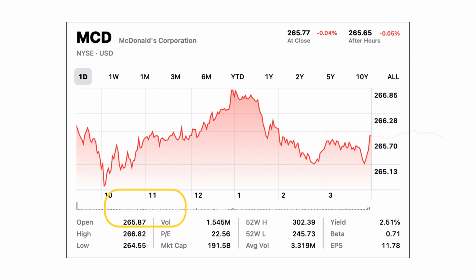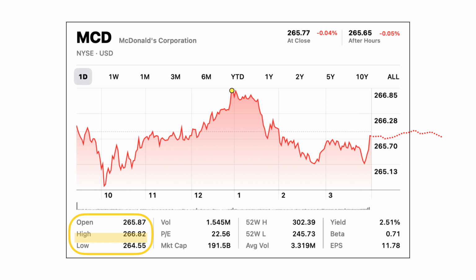Now let's take a look at what's going on here in the bottom left. So here you have the open, and that's just going to be what the stock opened at. So right there, again, 9 a.m. Eastern Time is when the stock market opens every day on Monday through Friday. And so you see it open there at $265.87 per share. Right below that, the high, that's going to be the high for the day. So you see McDonald's reached a high for the day of $266.82. And you can see right there, that is going to be the high for the day.